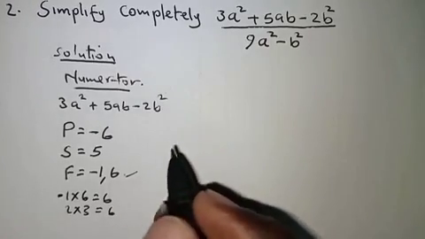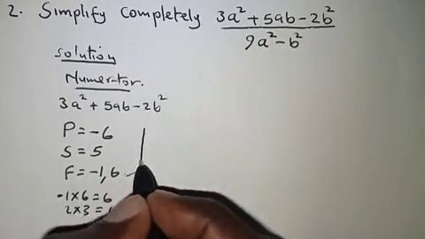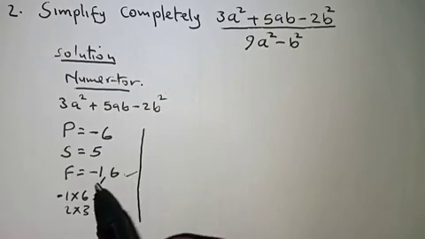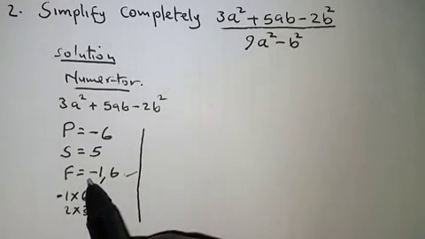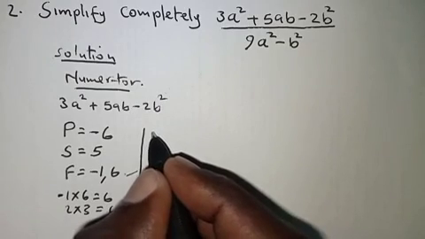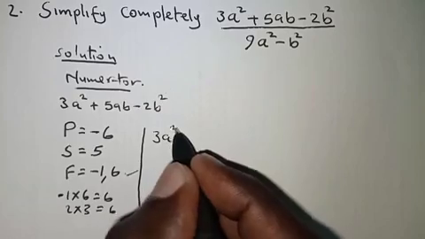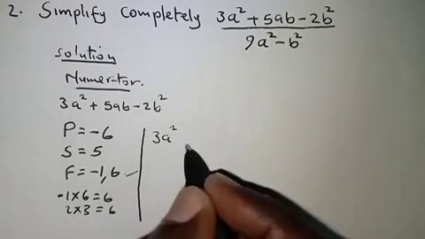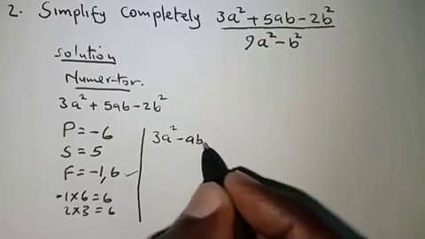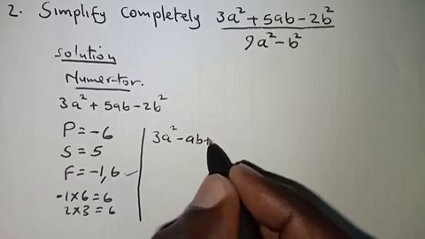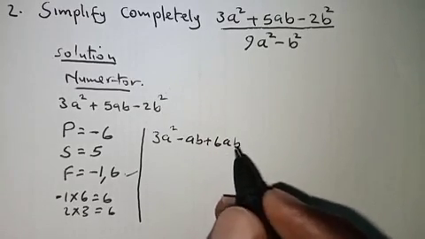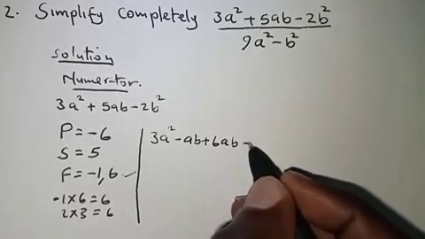From there, we can now factorize the expression. In place of 5ab, we are going to replace with the factors negative 1 and 6, so that we have the expression written as 3a squared minus ab plus 6ab, and then finally minus 2b squared.